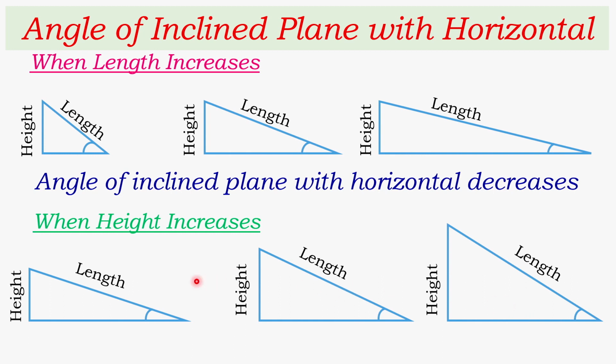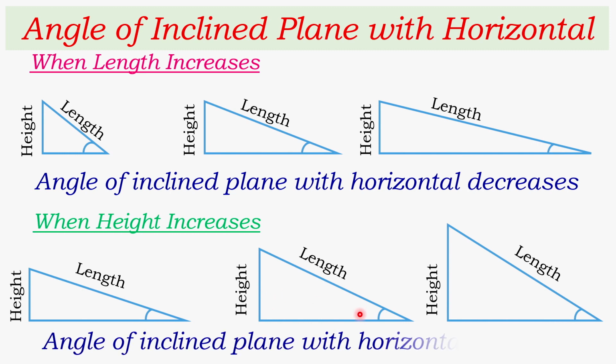But in all the cases we can use less effort to raise heavy load, to pull heavy load. The reason is effort distance is always greater than load distance. But how much greater? This is determined by the load distance also. Okay. Now we can conclude this way: the angle of the inclined plane with the horizontal increases when height increases. Okay. We are talking a little in detail about the inclined plane. I told you the definition also.